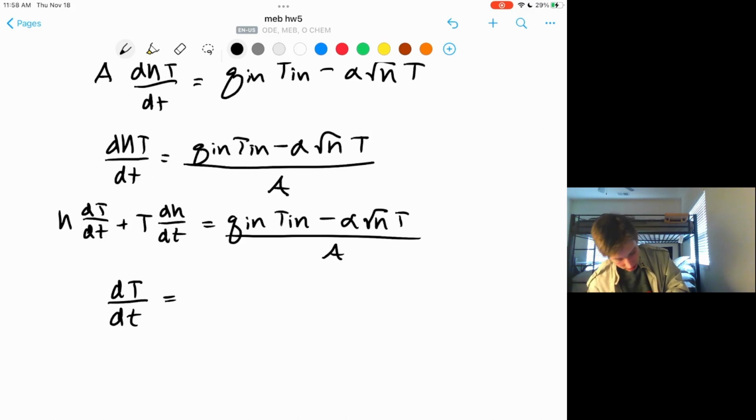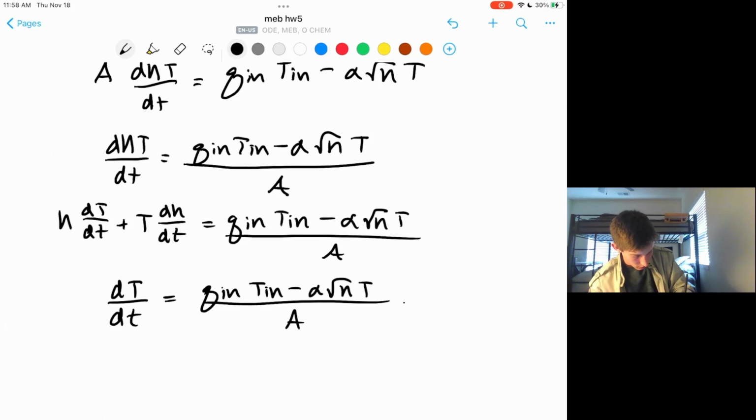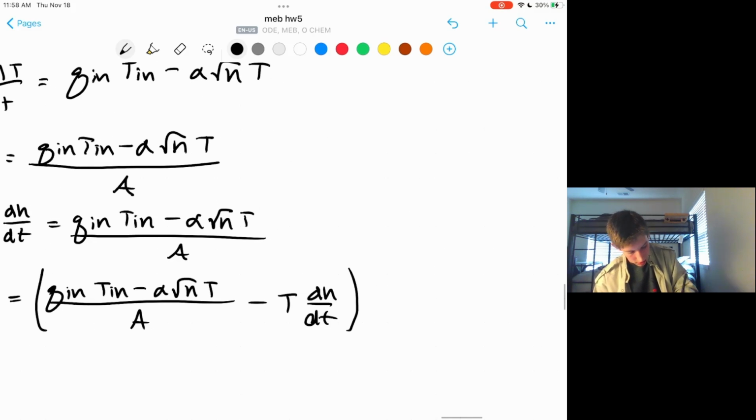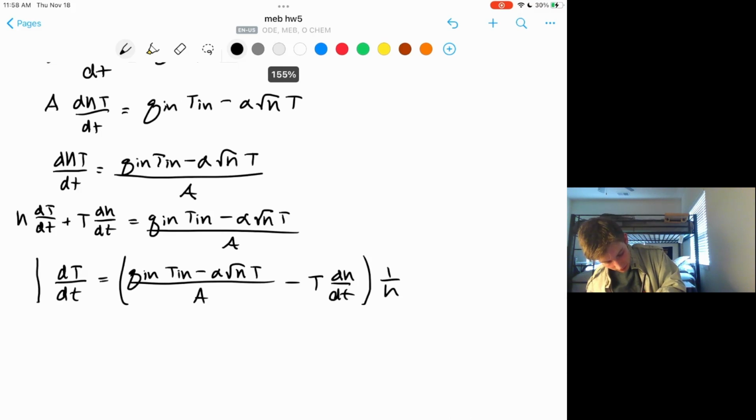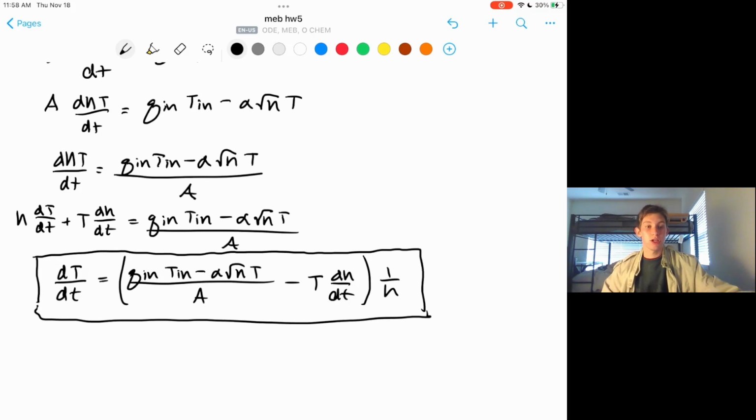We subtract the temperature times the change in height over time here, and then we divide by h. So I'll multiply by 1 over h, and then this is our final differential equation for the change in temperature with respect to time for this reactor.